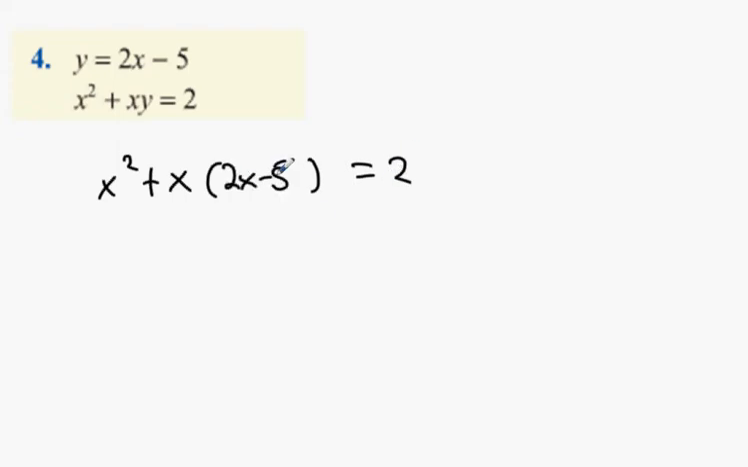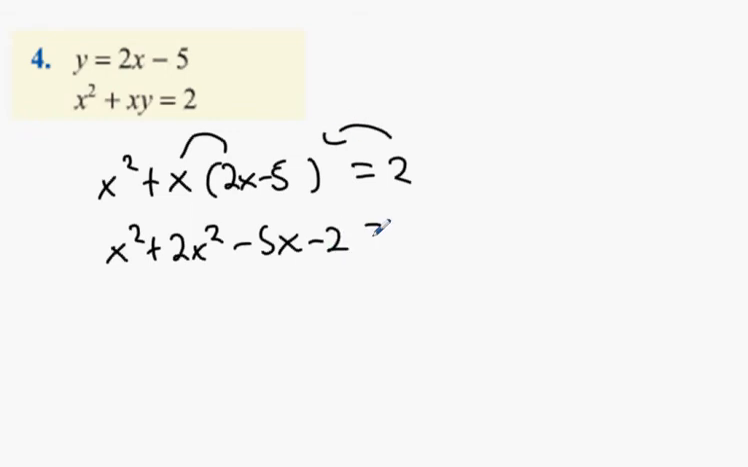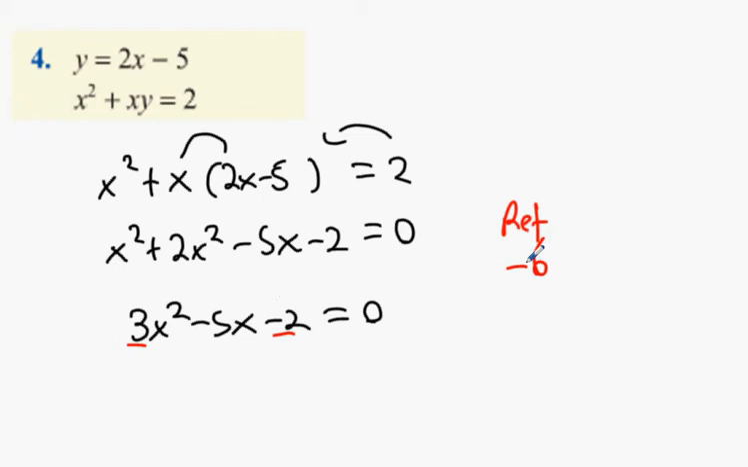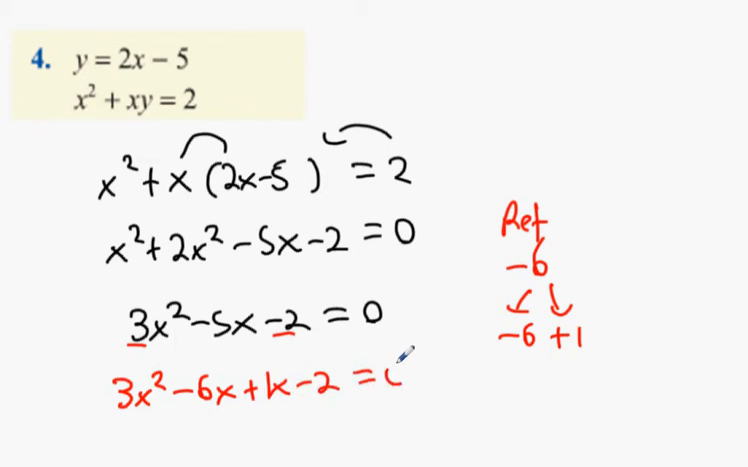Okay, then you multiply it out and you get x squared plus 2x squared minus 5x, and then bring over the 2. Now what do we have? Minus 5x minus 2. Nearly. Minus 6. Minus means it's a positive and a negative. So what's the positive and negative that'll make this work? Minus 6 plus 1, yeah. 3x squared minus 6x plus 1x minus 2 equals 0.